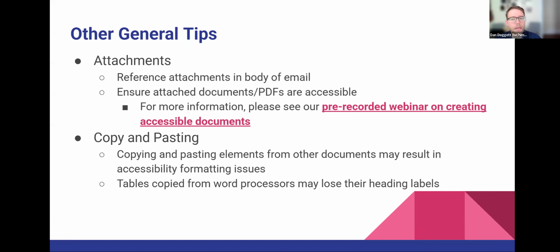All right, and then here are a couple of other general tips when it comes to email accessibility, and this is somewhat of best practices. In terms of attachments, always reference attachments in the body of your email. Don't just attach a document without mentioning it. Assistive technology will let users know when there is an attachment, but it's a good best practice. Also, it's important to make sure that anything you attach to your email is also accessible. A great email with an inaccessible attachment defeats the purpose.